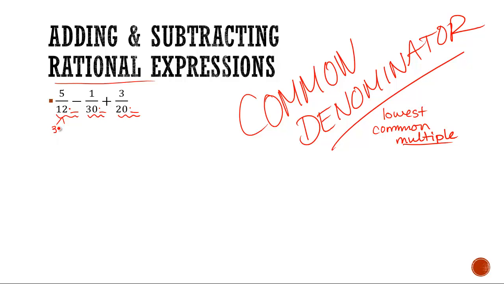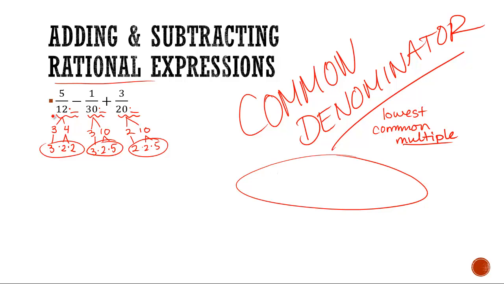Well, 12 is 3 times 4, which is 3 times 2 times 2. 30 is 3 times 10, which is 3 times 2 times 5. 20 is 2 times 10, which is 2 times 2 times 5. Great. So each of our denominators has been completely factored, and now we want to build a number that's going to contain each one of these, but eliminate any repetition.